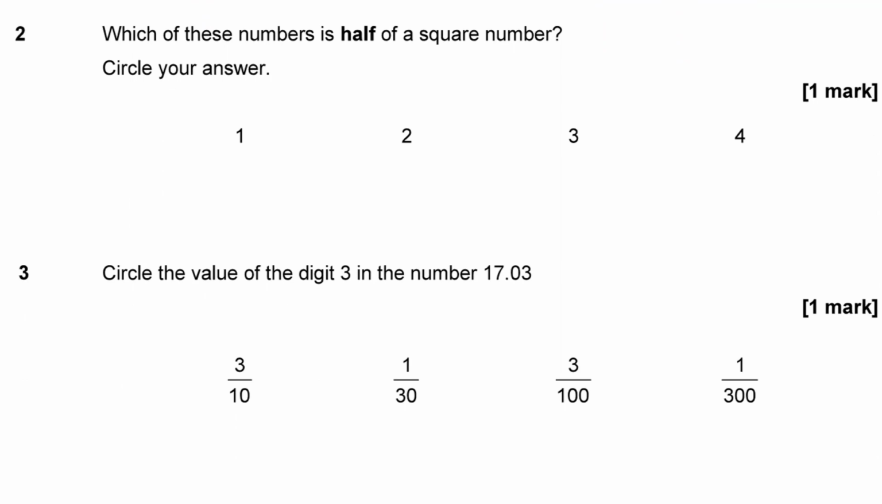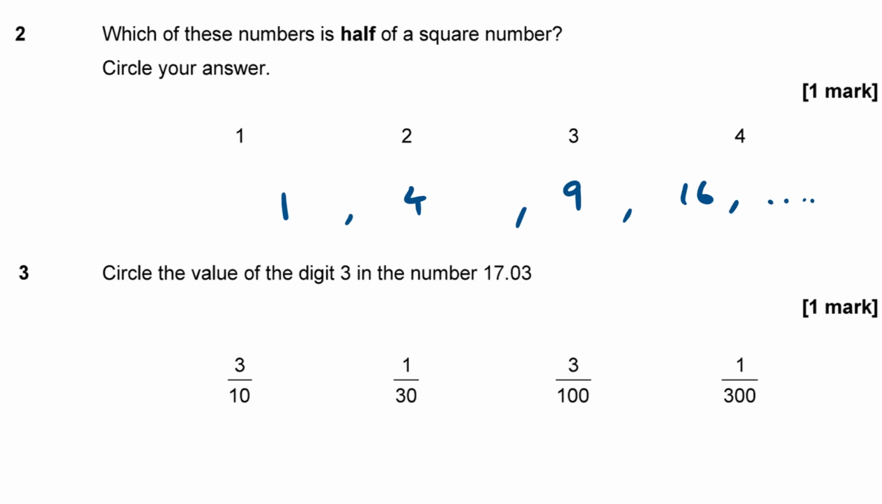Question 2. Which of these numbers is half of a square number? Circle your answers. Okay, well let's try listing out what the square numbers are. The square numbers are 1 squared, which is 1, and then 2 squared, which is 4, and then 3 squared, which is 9, and then 4 squared, which is 16, and so on. There are more, but I think we've got as many as we need.